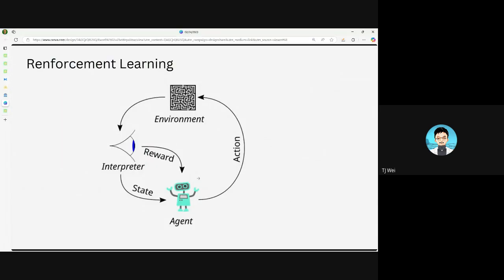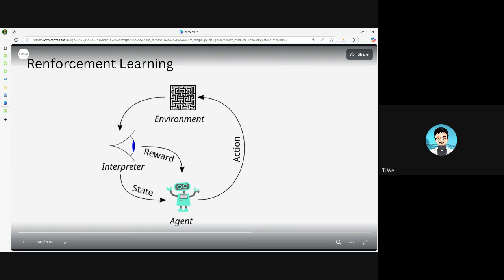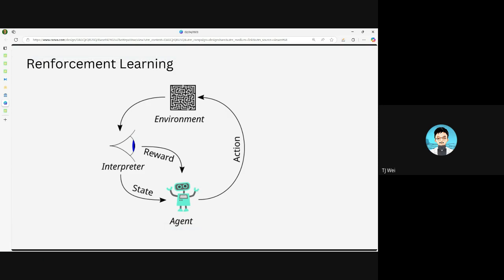So kind of like this one. This is our agent. This is how reinforcement learning works. When we talk about reinforcement learning, I think we have a reinforcement learning course, right? So that's why I didn't have to give you a modular course about reinforcement learning. But the basic idea about reinforcement learning is that we have an agent and an environment.